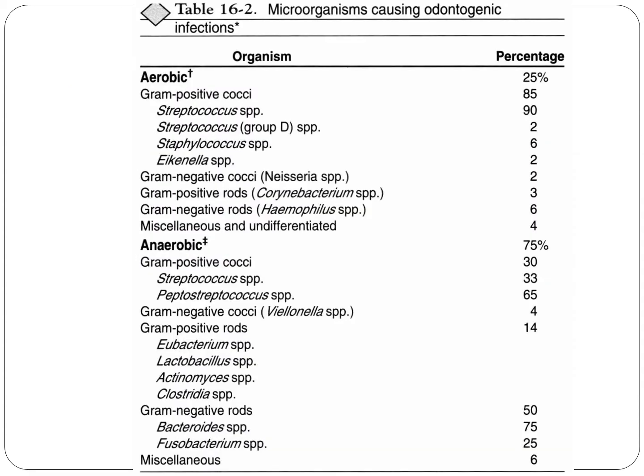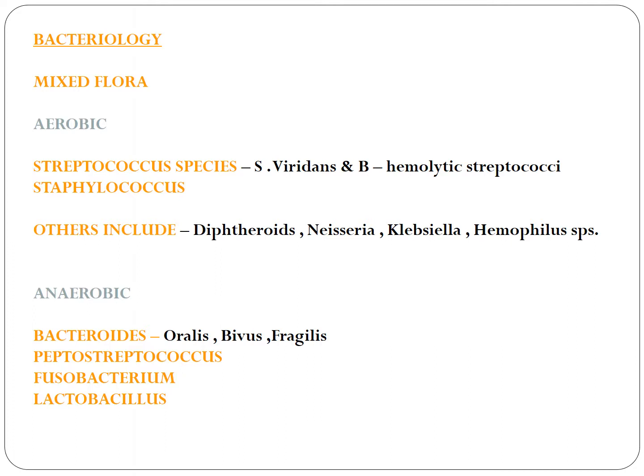So coming to the microorganisms causing odontogenic infections, if you take the oral cavity, there is a whole range of microorganisms. It involves both aerobic and anaerobic, and just a list of microorganisms that take part in the odontogenic infection process. And to be more specific about the bacteriology, odontogenic infections are caused by a mixed flora, means it consists of both aerobic and anaerobic organisms.